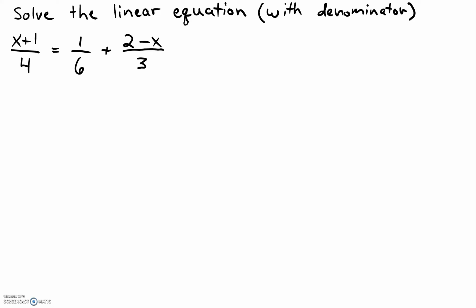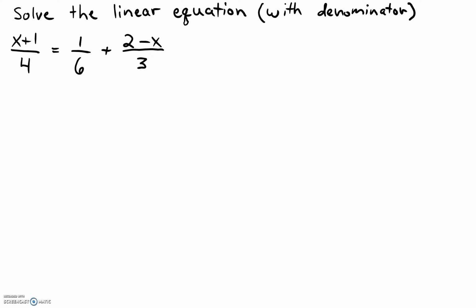Our strategy to solve this problem is to reduce it into a problem that we already know how to solve, an easier type of problem. The way we're going to accomplish this is by getting rid of the denominators. To get rid of our denominators, we're going to multiply both sides of the equation by the least common multiple of our denominators. So that's the first thing we want to figure out.